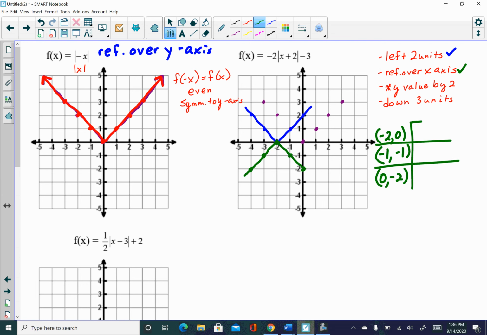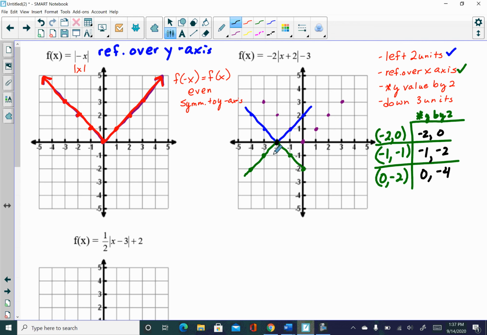We are now multiplying our y values by 2. That means all my x values are going to stay the same. So I still have my -2, my -1, and my 0. Just multiplying those y values by 2. So 0 times 2, that's still 0. -1 times 2, though, -2. -2 times 2, -4.